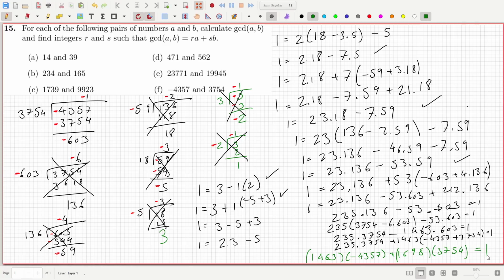1463 times minus 4357 plus 1698 times 3754. Yes. So that's the A, 1463. And then that's the B. And that's the GCD. And we did it.